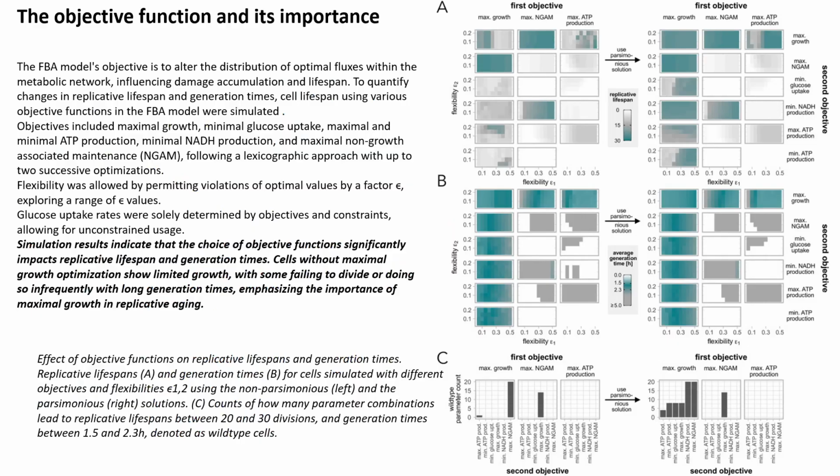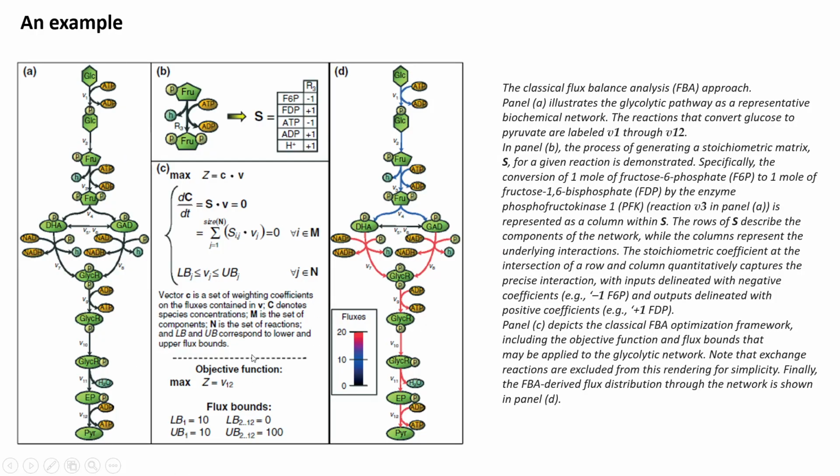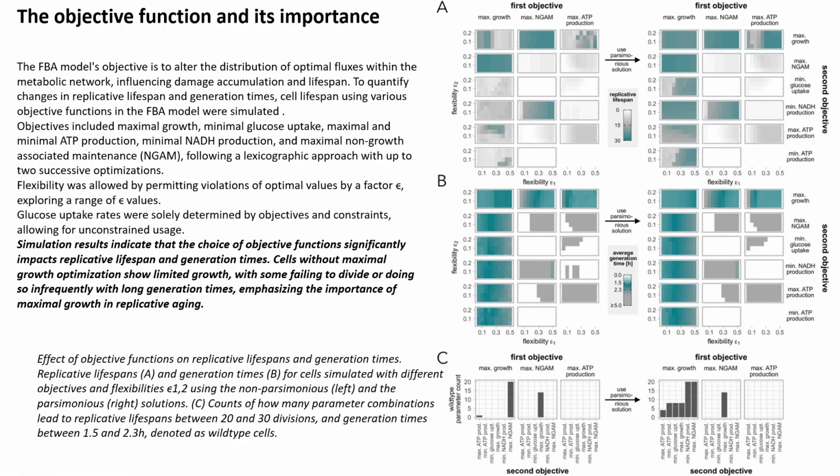Okay, moving on. Now we saw that there's something called the objective function, that you're trying to maximize. In this case, it was the velocity of the 12th reaction, or the reaction rate of the 12th reaction. But the objective function is very important for FBA, and selection of the appropriate objective function is important to get good results.